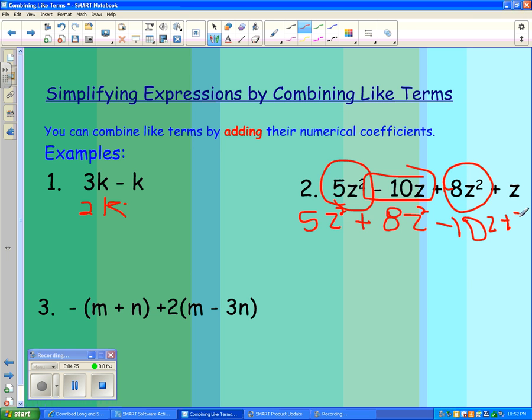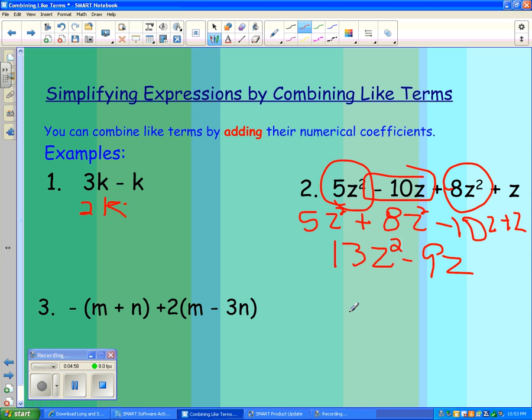If I reorder it, instead of working right away, it allows me to get things organized, and that way I don't miss anything. So I've picked up my z-squares, I picked up my z's. I can add the coefficients. I have a 5 and an 8, so 5 plus 8 is 13. So it's 13z squared. And I have a minus 10z plus z. So if I have a minus and a plus, I subtract and take the sign of the larger, so I have a minus 9z. So the simplified version would be 13z squared minus 9z.